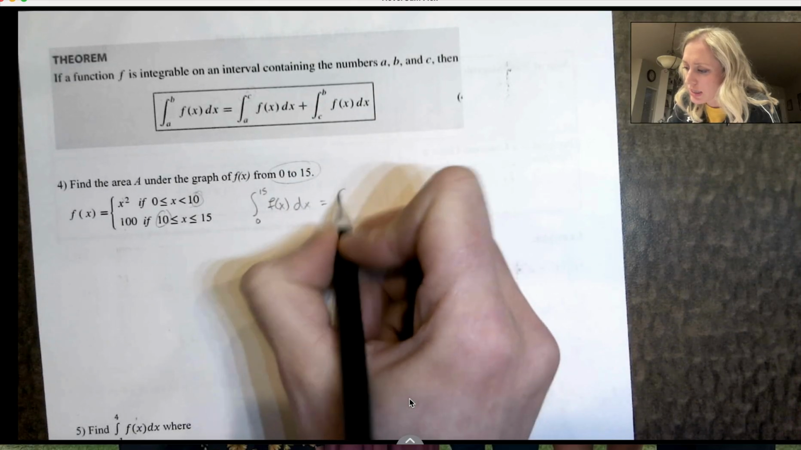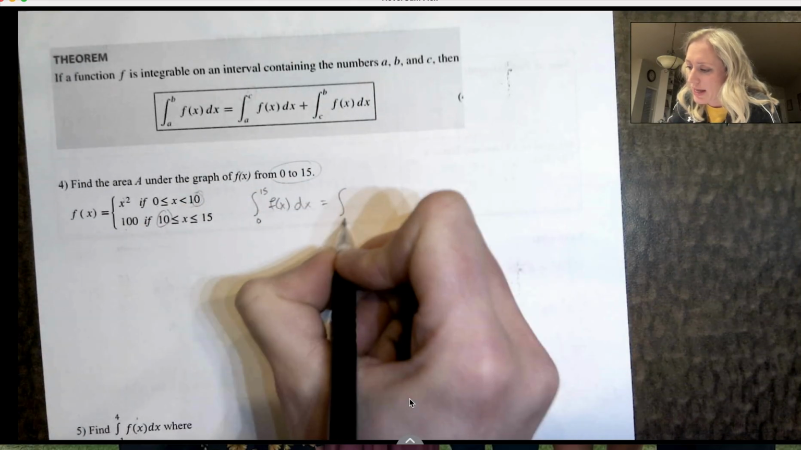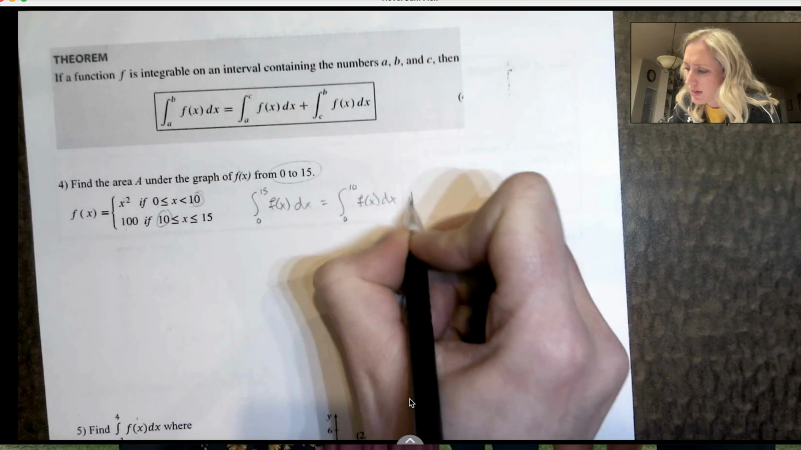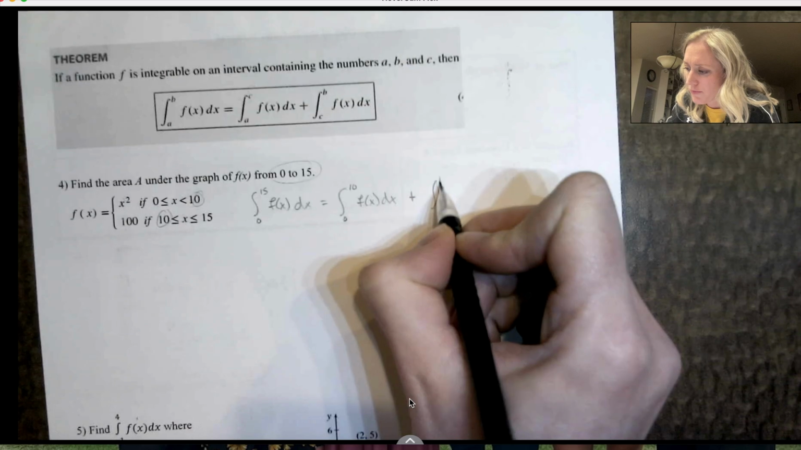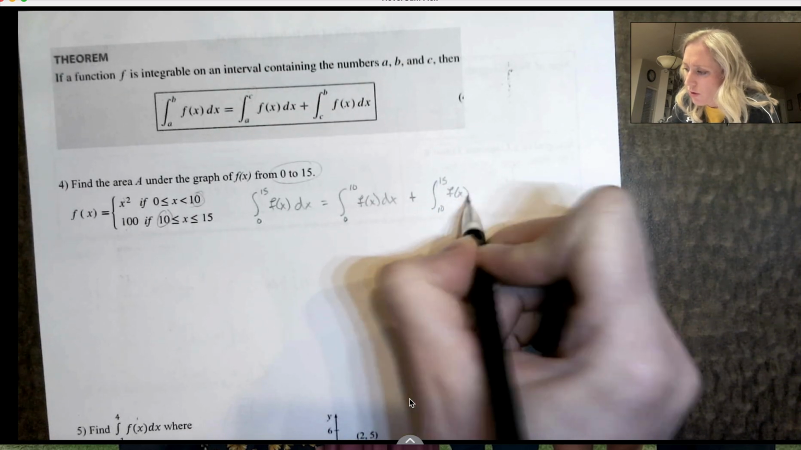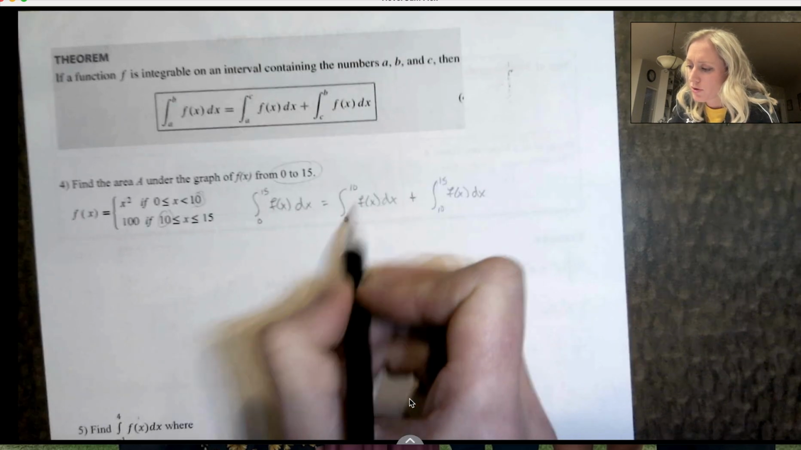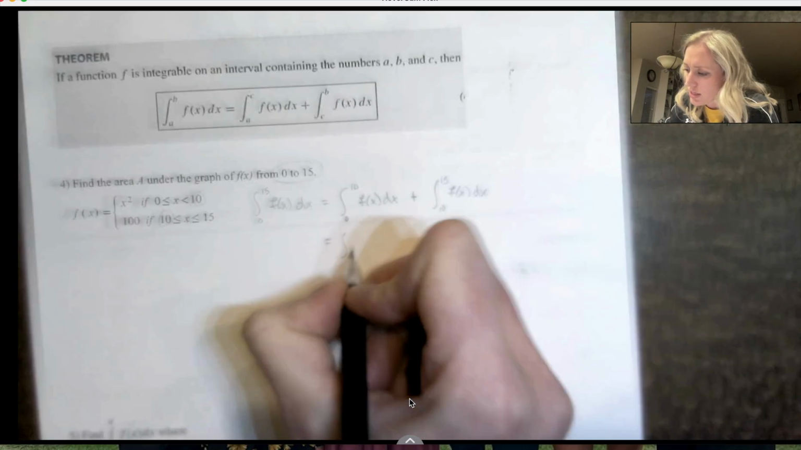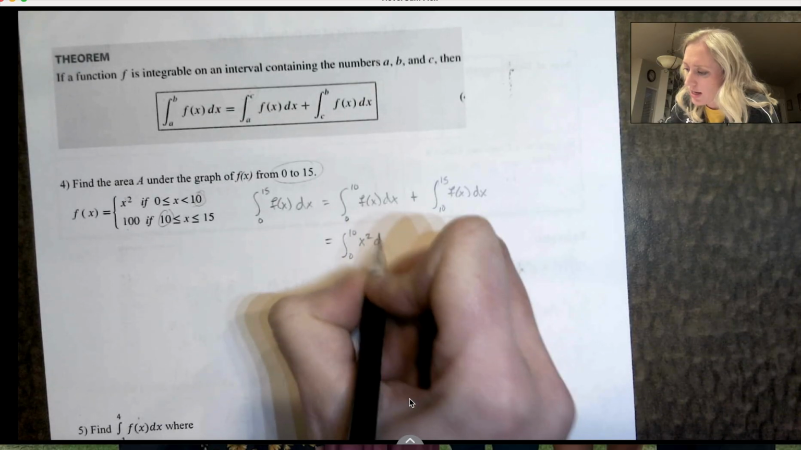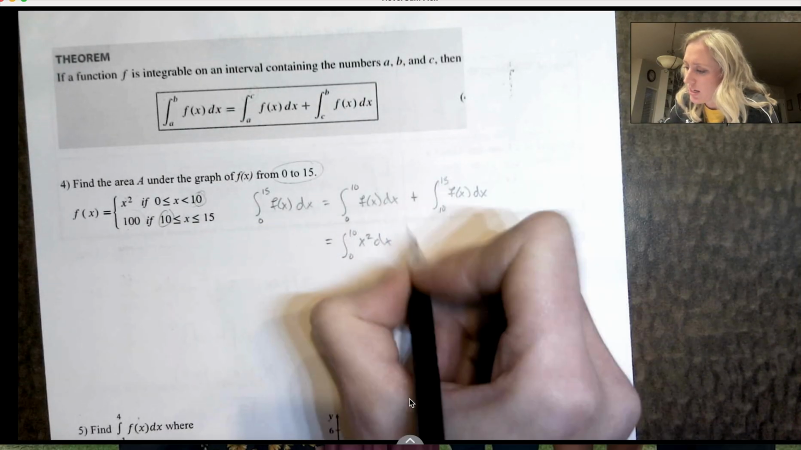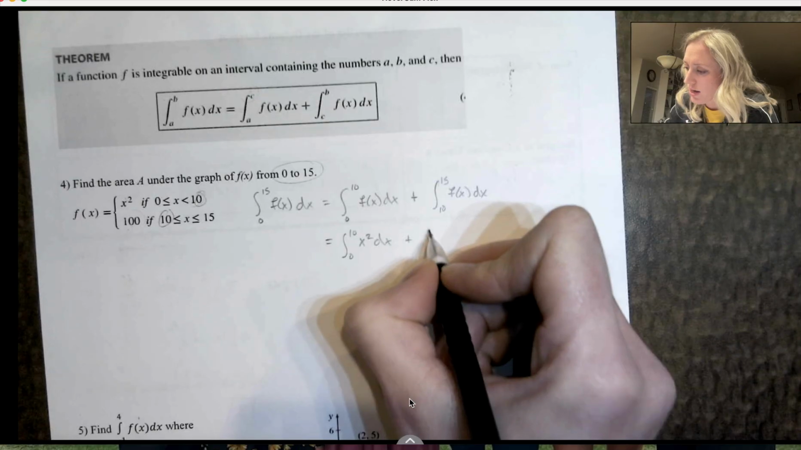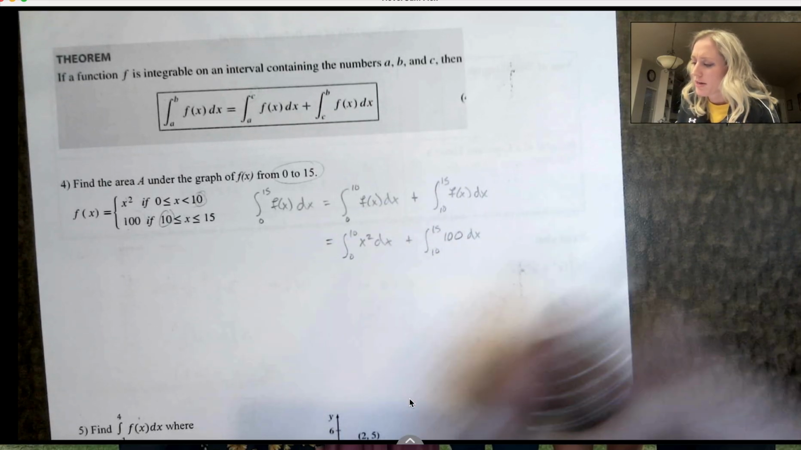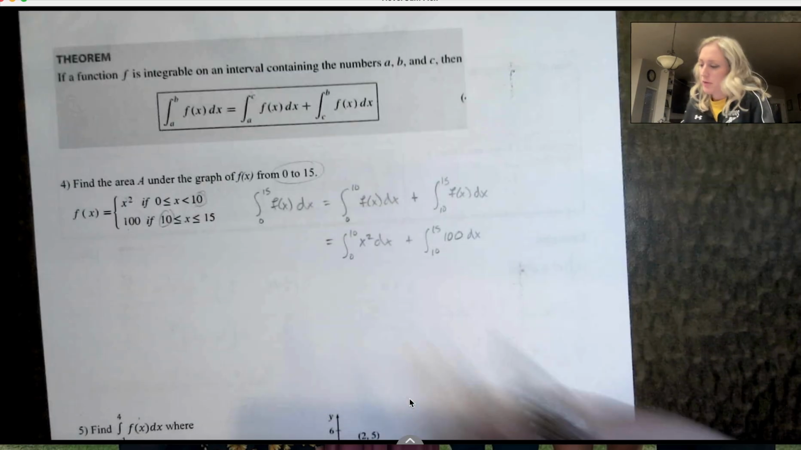We're going to split that into 0 to 10, and then 10 to 15. So this again is helpful because from 0 to 10, I'm going to use this function. So we've got 0 to 10 x squared dx. And then from 10 to 15, it's a different piece. It's 100. Okay, and so now we can evaluate like we normally do.